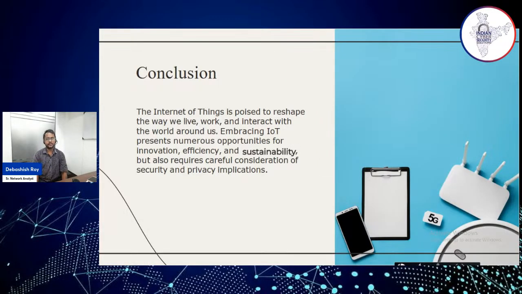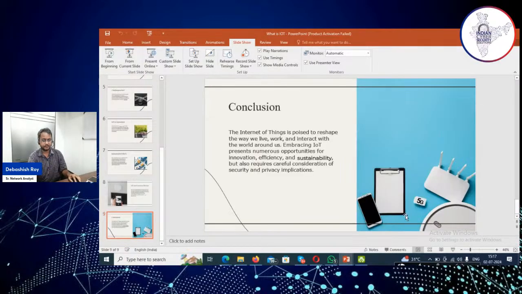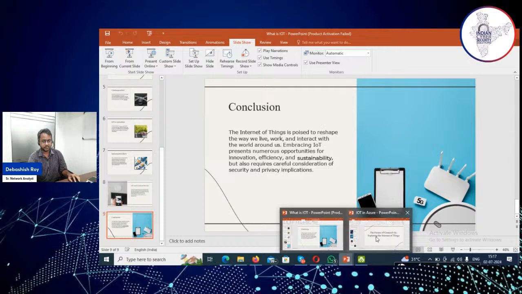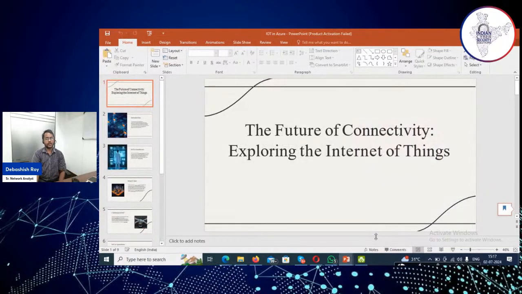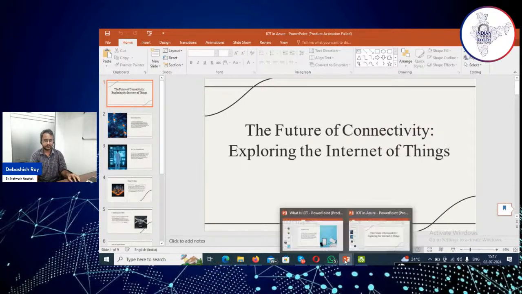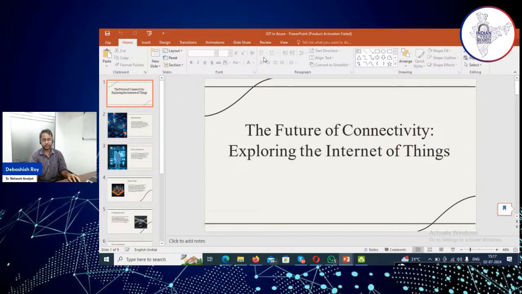So we can conclude here that the Internet of Things is poised to reshape the way that we live, work, and interact with the world around us. Embracing IoT presents numerous opportunities for innovation, efficiency, and sustainability. But we should also be very careful about the security and privacy of IoT. So that is the general discussion about what IoT is, and especially if we see IoT in Azure, how IoT actually encompasses everything in Azure here. So that also we'll discuss.